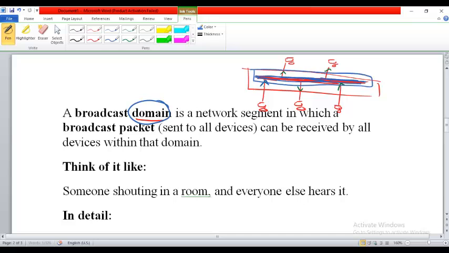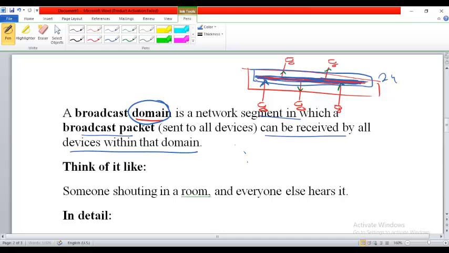If I have 24 ports, all 24 ports will be connected to one common backbone. So you have one broadcast domain. A broadcast domain is a network segment in which a broadcast packet can be received by all devices within the domain. As I said, anything that hits this logical backbone, this is not a physical backbone, it will be sent to all the devices. That's the meaning of it.